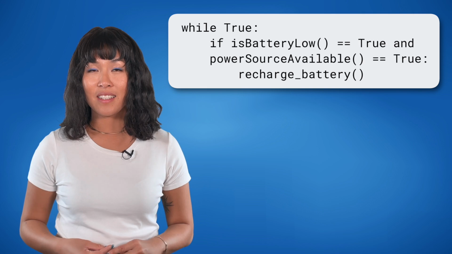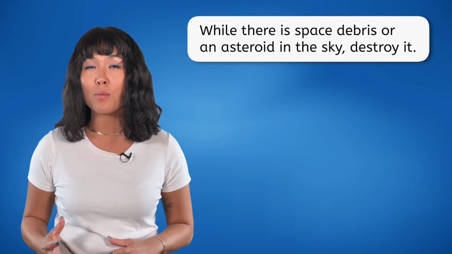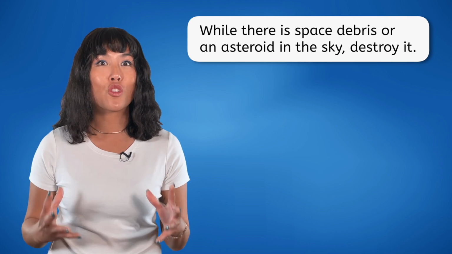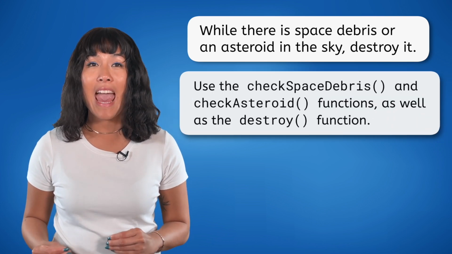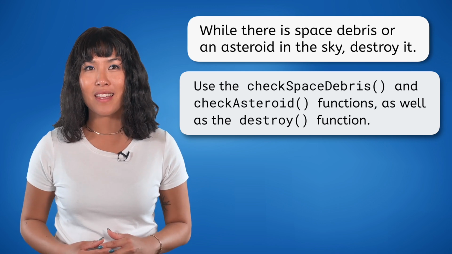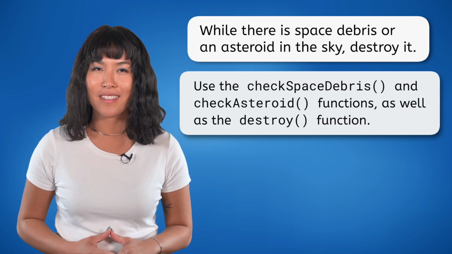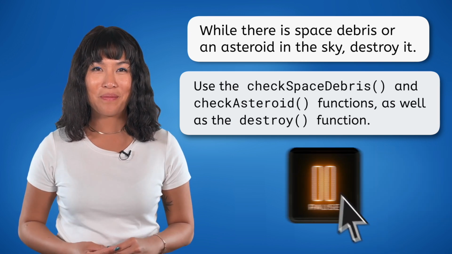Now you try this one, this time using the or logical operator. While space debris or asteroids are visible in the sky, I would like my planet security system to destroy them. Write code to call the check space debris and check asteroid functions. And if either of those are true, call the destroy function. Pause the video here and write the result in your guided notes.